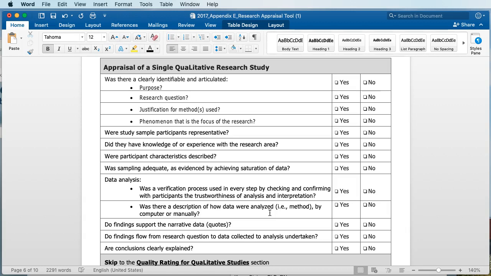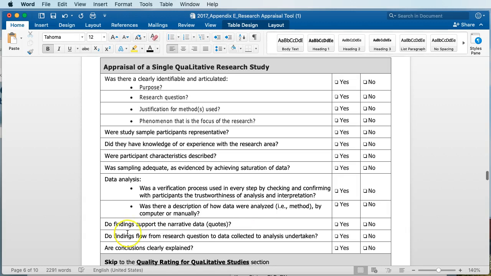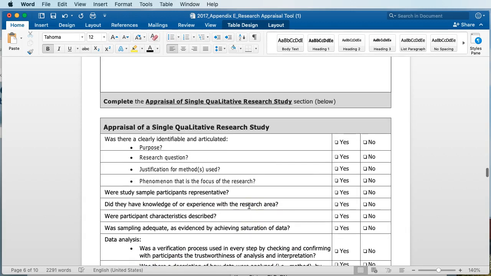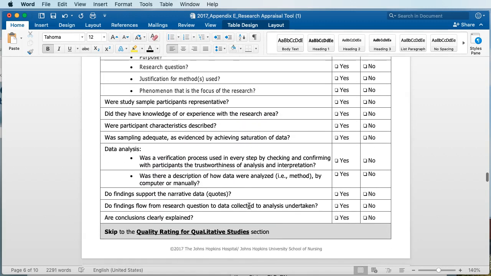There's a specific way that they should be describing how they managed the data, the information, and did they follow that? Did they provide quotes and narrative to help you understand how they came to their conclusions? Did their findings flow from the question, and are their conclusions clearly explained? So this is the appraisal of a single qualitative study.